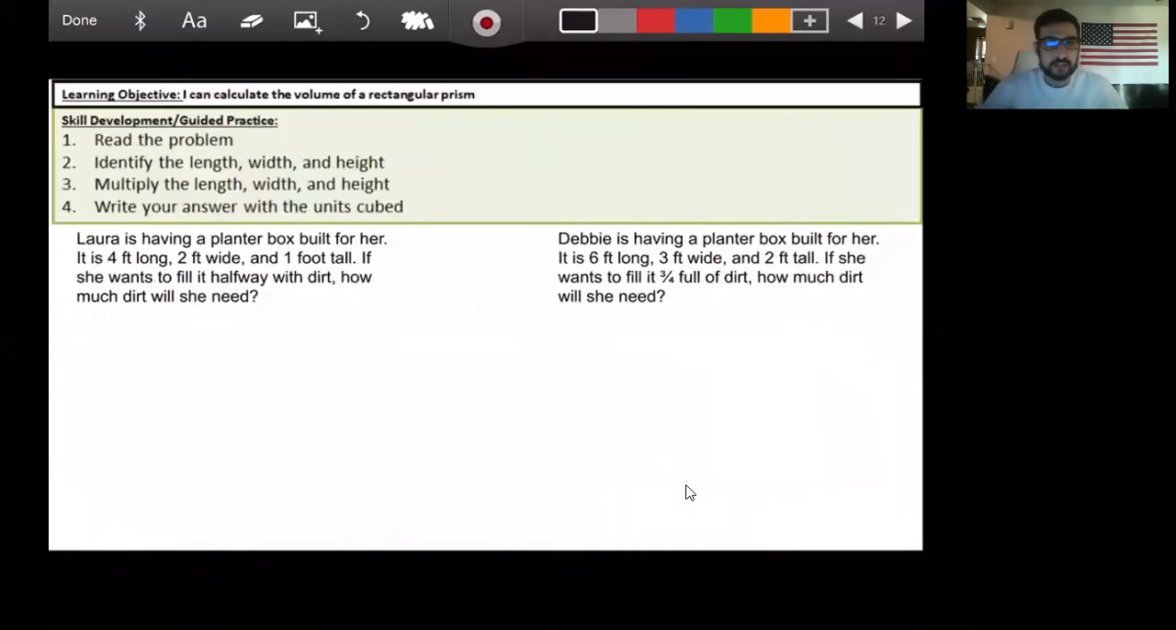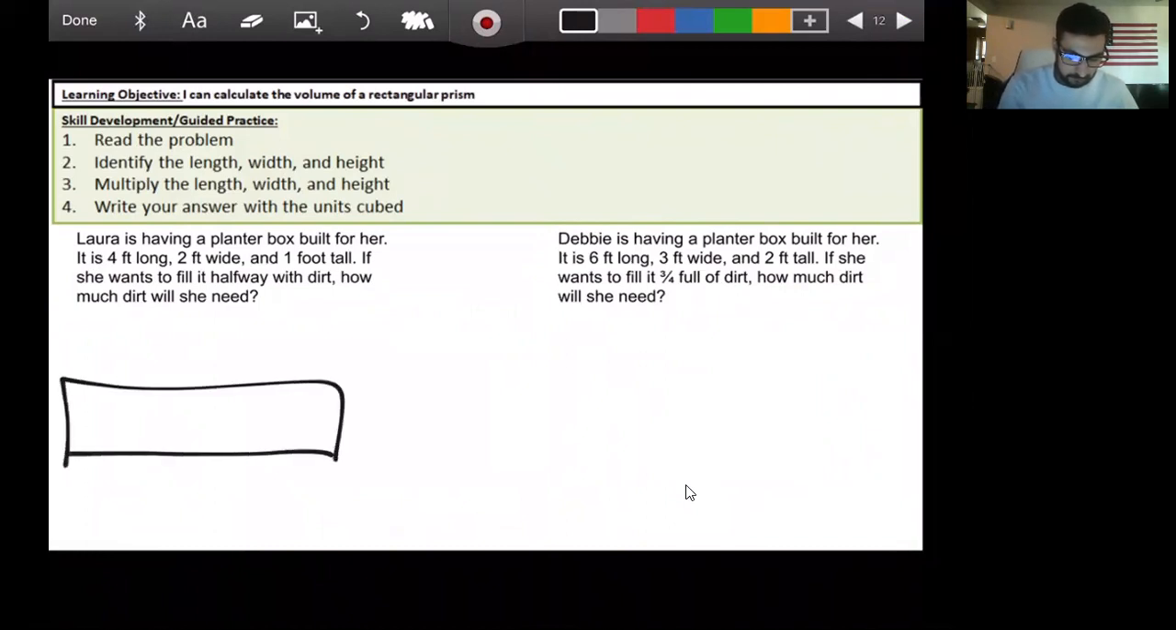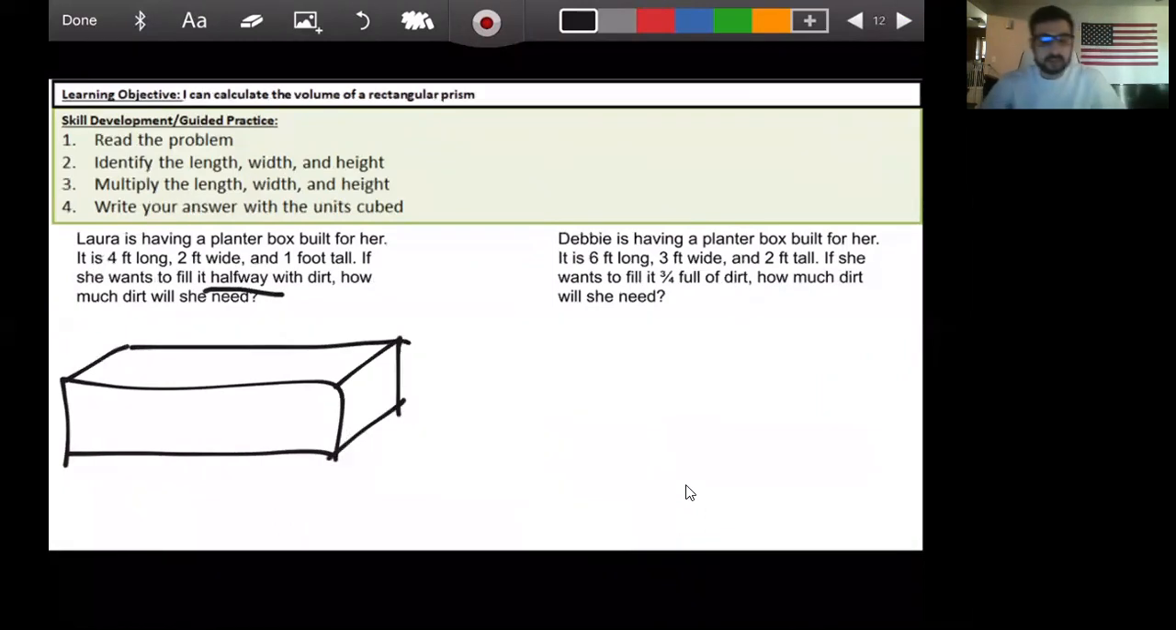All right, so our last variation. This was a quick lesson for you guys today. Laura's having a planter box built for her. It's 4 feet long, 2 feet wide, and 1 foot tall. If she wants to fill it halfway, how much dirt will she need? So the key thing here is she wants to fill this halfway, meaning she doesn't want to fill it all the way up. So we don't need the whole entire volume.